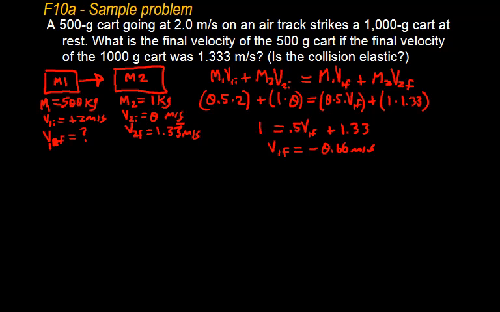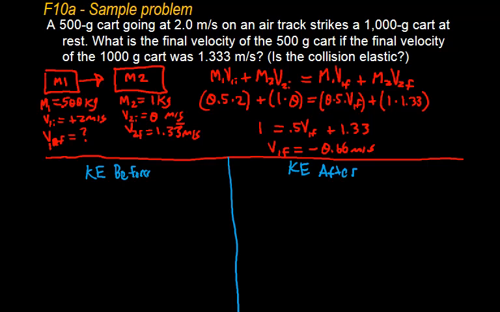Okay, so the final velocity of cart 1 is negative 0.66 meters per second when it bounces back. And therefore, now we can look at the energy before and the energy afterwards to see if energy is conserved or not. Now, let's use the 1.33 repeating value. So this is 0.66 repeating, or 2/3. And use those values as you do the energy before and energy after.